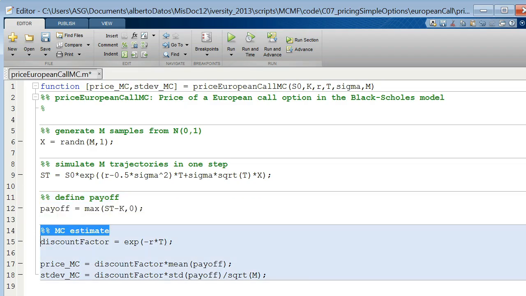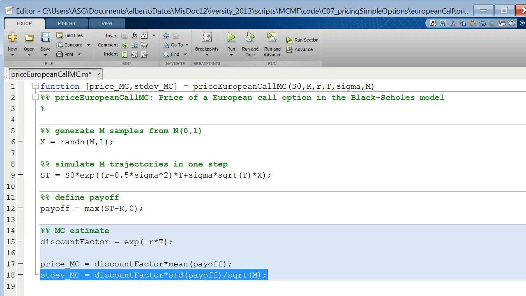Finally, we compute the Monte Carlo estimate of the price of the option by multiplying the discount factor times the average of the simulated payoffs. The error of this estimate is proportional to its standard deviation. The standard deviation is the product of the discount factor times the standard deviation of the simulated payoffs divided by the square root of M, the number of simulated trajectories.